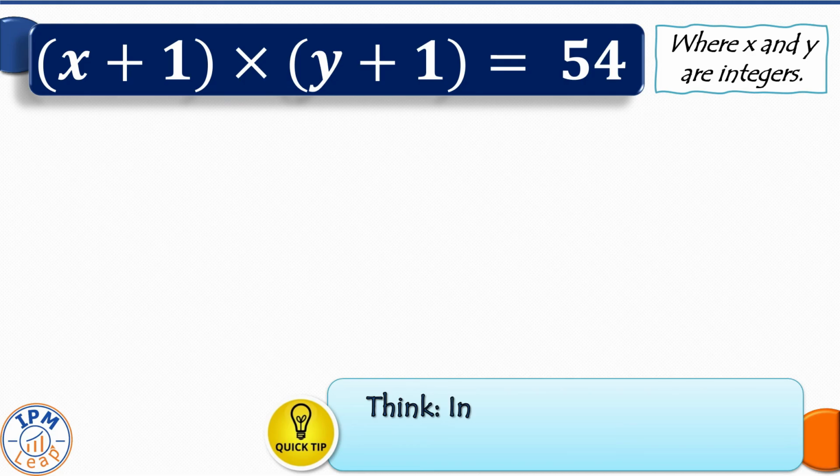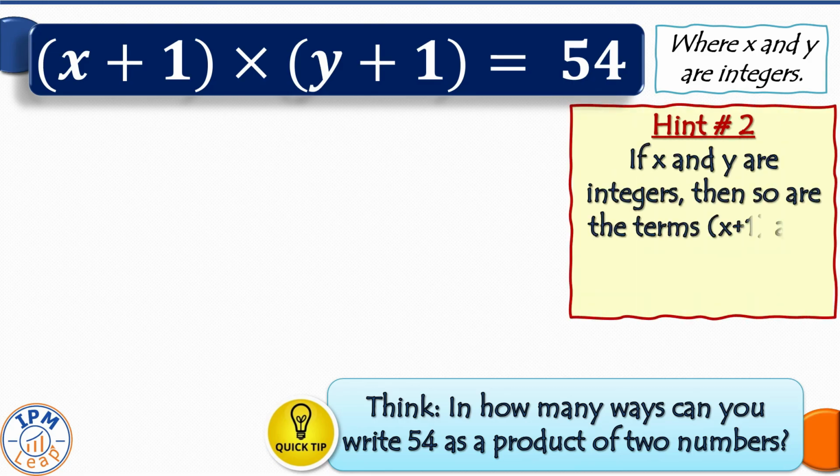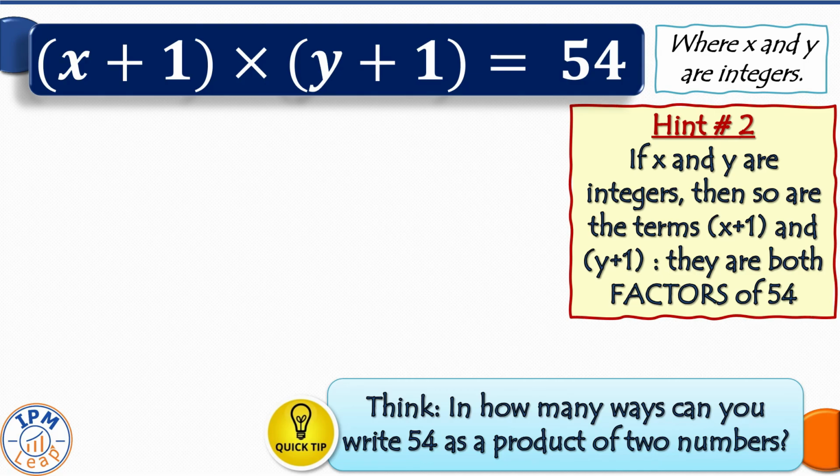Looking at it, the first thing that comes to mind is, in how many ways can you write 54 as a product of two numbers, these two numbers? Also, one more observation, that is, if x and y are integers, then so are the terms x plus 1 and y plus 1. They are both factors of the number on the right hand side, which is 54, isn't it? So next we would like to know how many factors of 54 exist.